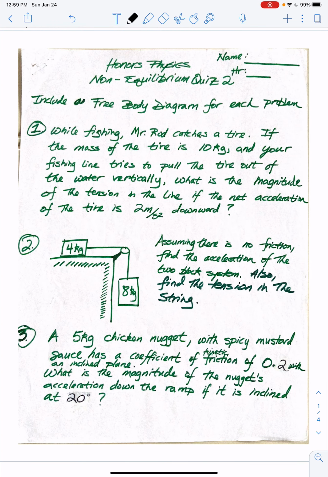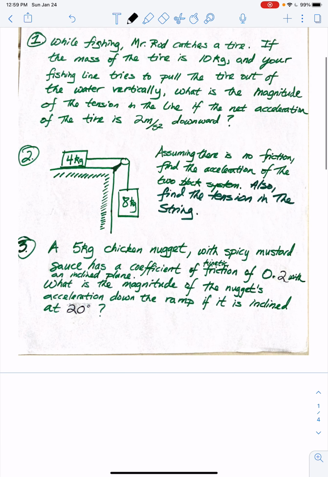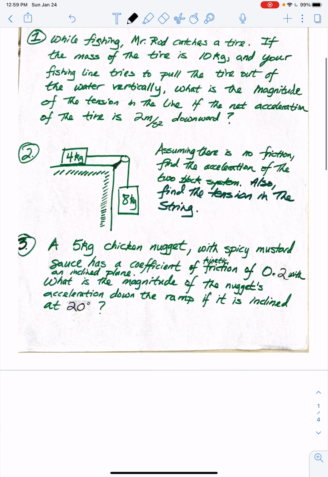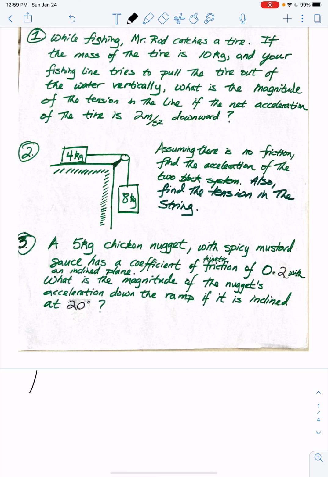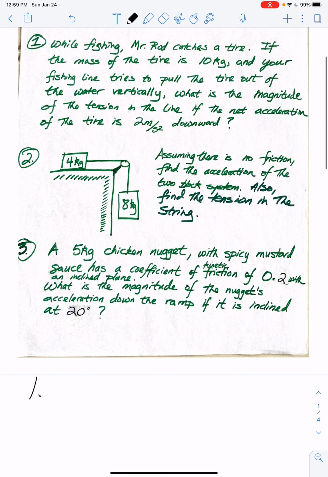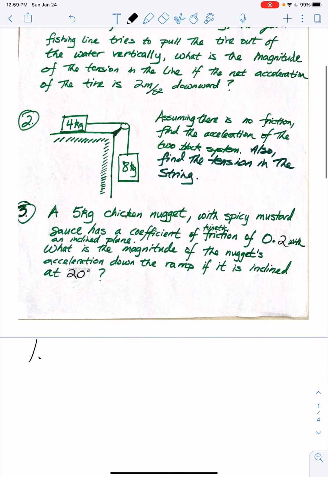All right, so this is a video on another non-equilibrium quiz. This is number 2, and it'll be similar to the first one. So let's see how it goes here. Maybe go a little quicker through the material. So the first one says Mr. Rod catches a tire, if the mass of the tire is 10 kilograms.